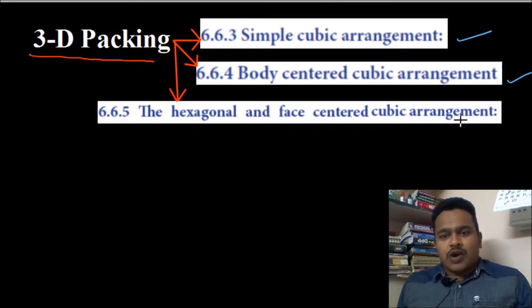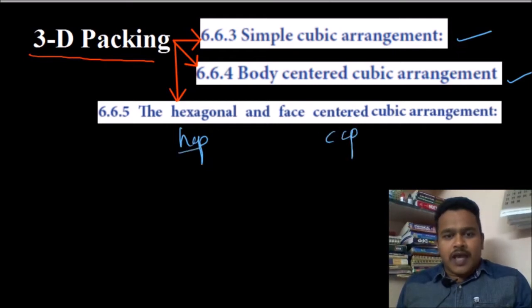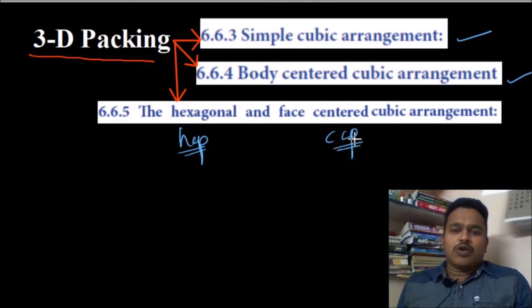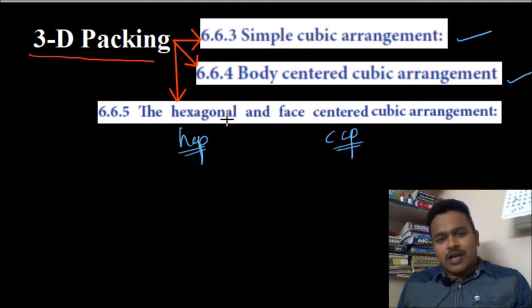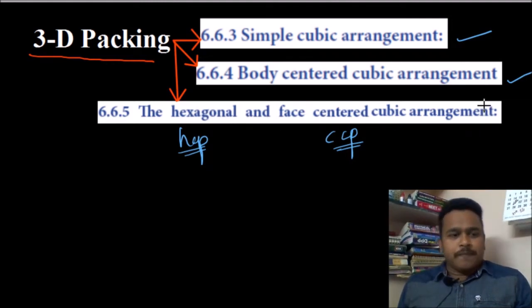This is also called CCP. HCP and CCP: hexagonal close packing and cubic close packing. We are going to learn them in this video. Now see, before going to hexagonal close packing and face centered close packing, we will observe this.